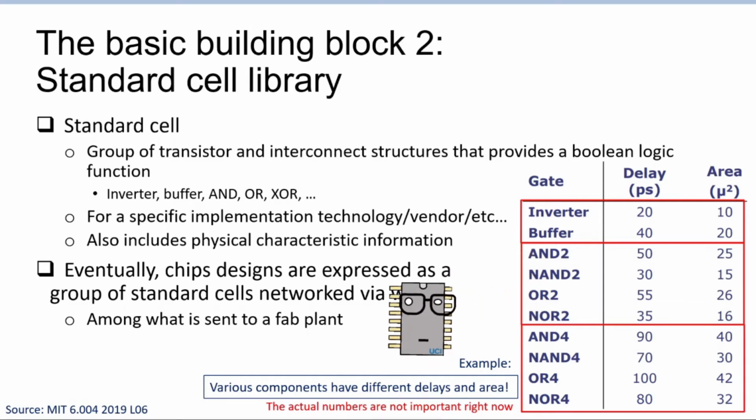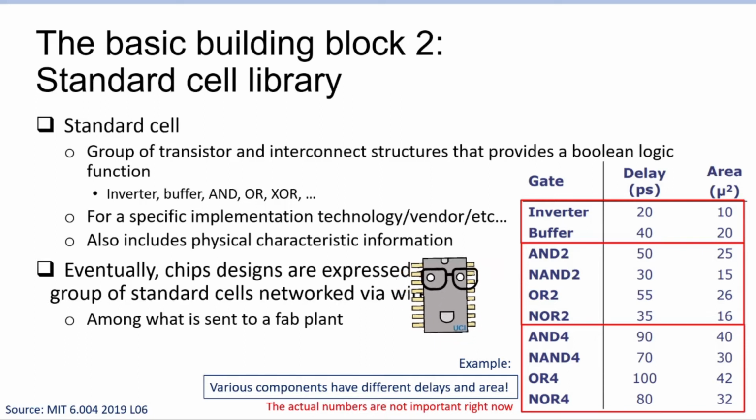And the interesting takeaway from here is that various components do have different delays and areas. For example, if we draw a 2-input AND gate and a 2-input OR gate, when we draw the logical diagrams on pieces of paper, they don't look very different. But they do have slightly different delays. When we say delay here, it's propagation delay. They also take up a slightly different amount of space, just a little bit, on the chip. And when we start comparing things like NANDs and NORs, there are bigger differences.